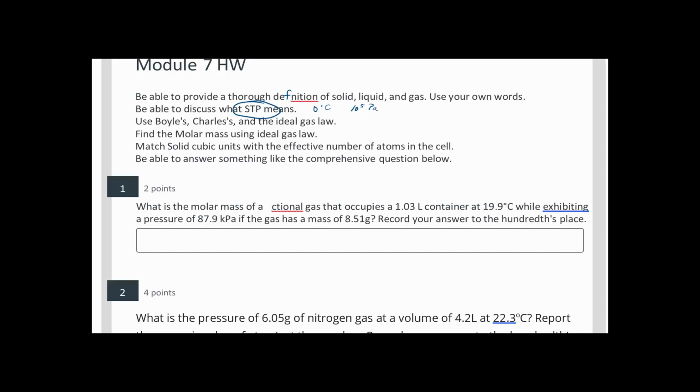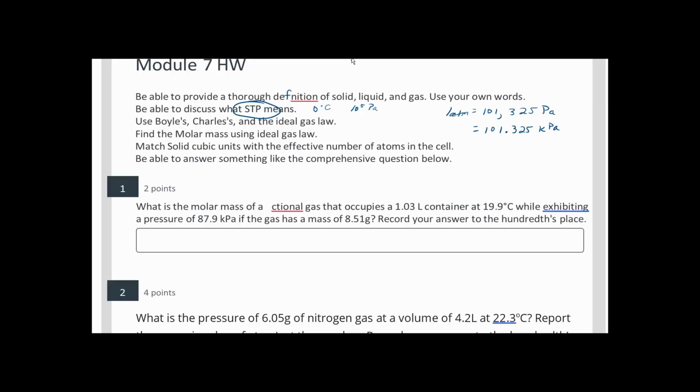Now, you also need to know how to convert between pascals and atmospheres. So 1 atmosphere is equal to 101,325 pascals. So that would be 101.325 kilopascals. Now, you should also be able to use Boyle's, Charles', and the ideal gas law.